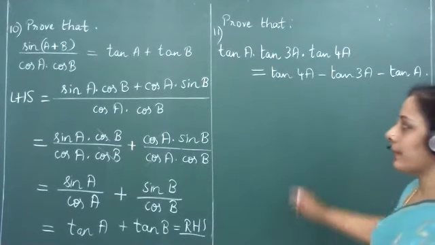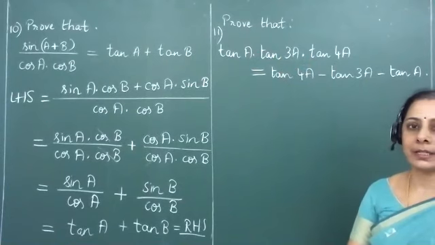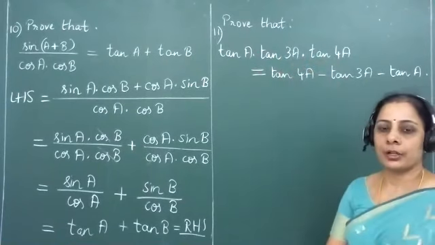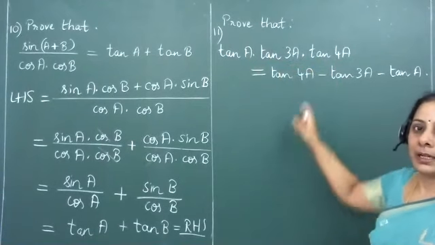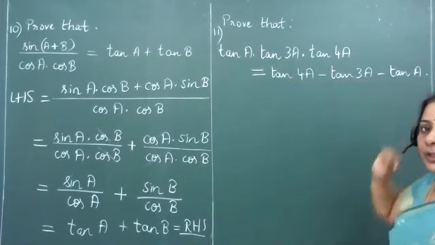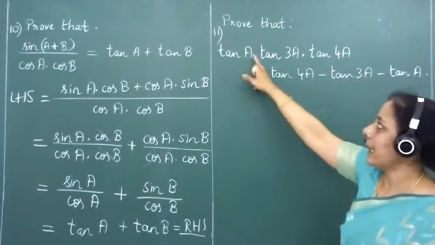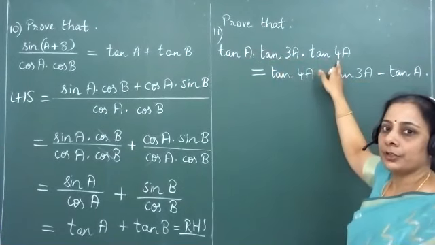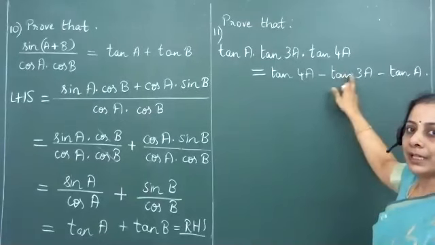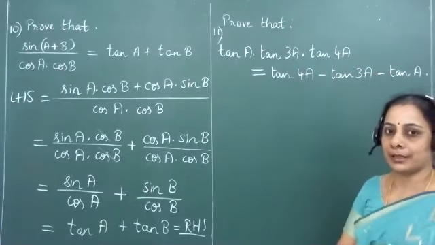Now we can observe here, in the given identity to be proved, on the LHS we are having product of 3 terms, and in the RHS the operation transforms to difference of the same 3 terms, isn't it? Tan A into tan 3A into tan 4A has come as tan 4A minus tan 3A minus tan A. The operation is transformed here.